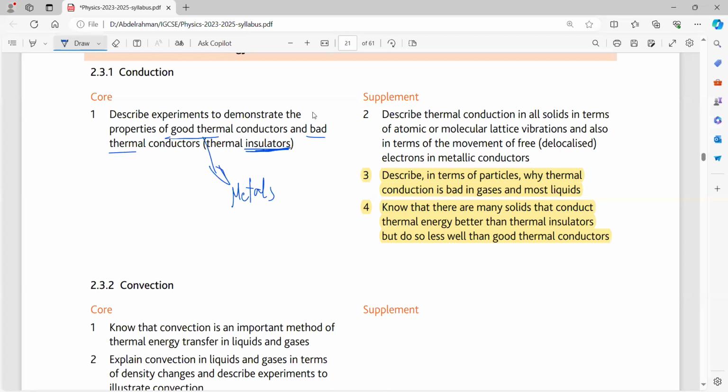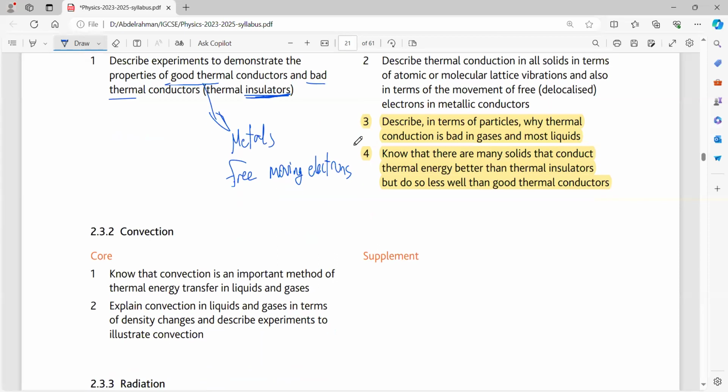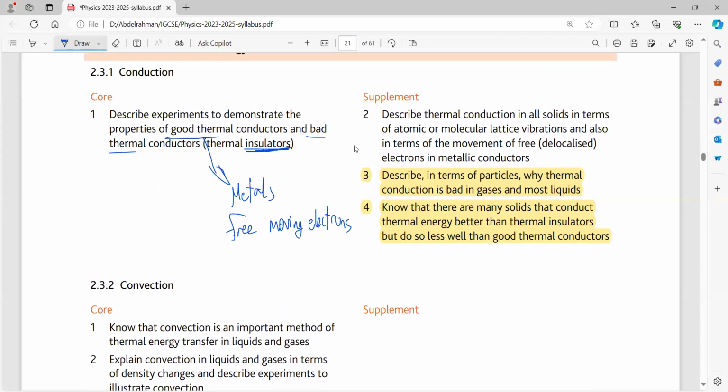Why are metals good conductors? Because they have free moving electrons. Why are bad conductors bad conductors? Why don't they conduct energy or heat efficiently? Because they don't have free moving electrons. It's as simple as that. Okay, moving on to convection.